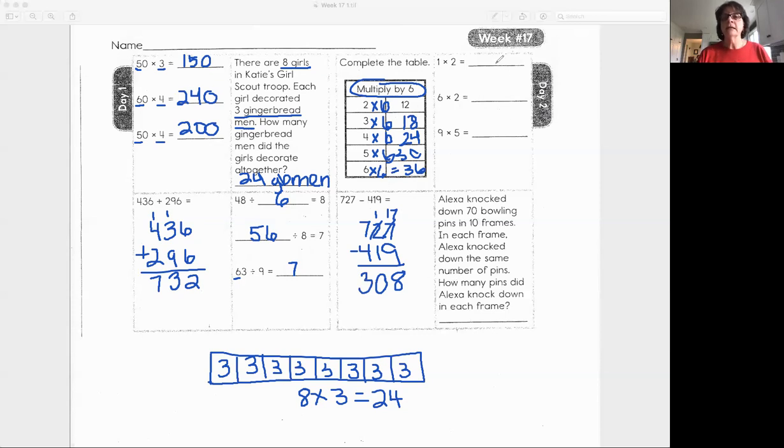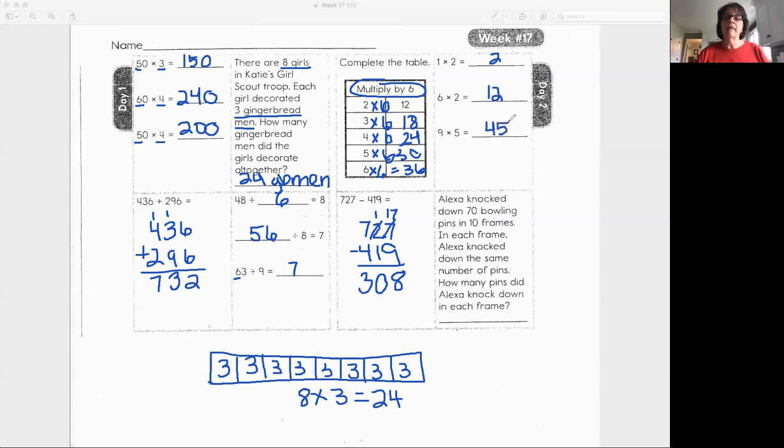Okay, this is a real easy one. Simple math facts. 1 times 2 is 2. 6 times 2 is 12. Again, you could skip count by 2 6 times or skip count by 2 twice. And 9 times 5 is 45. Remember how important your skip counting is to help you get your math facts.